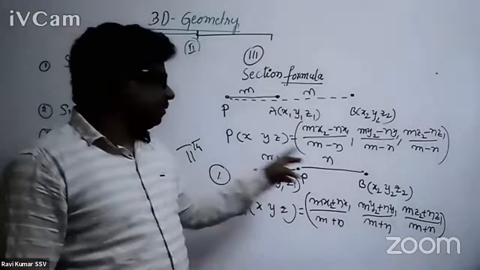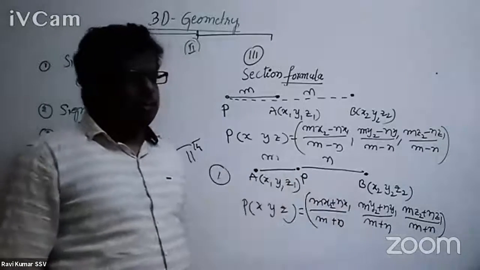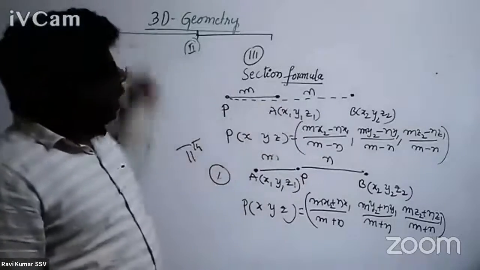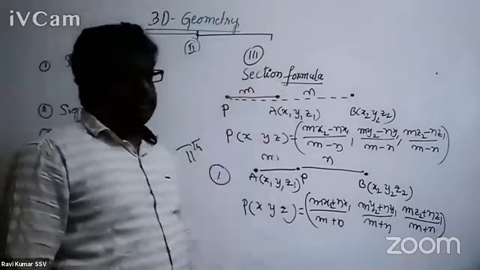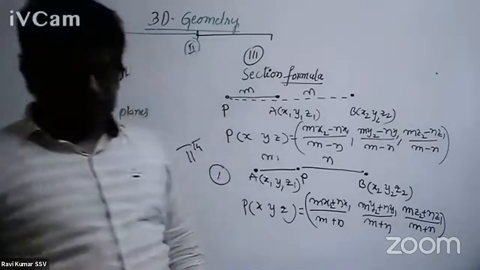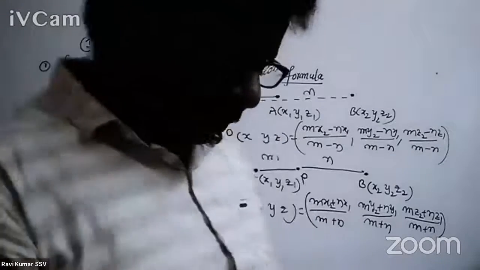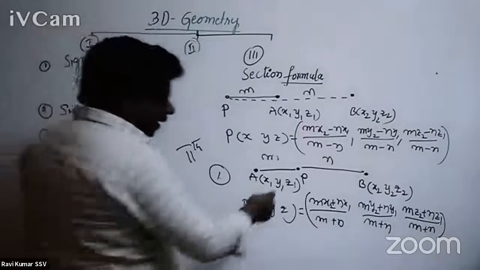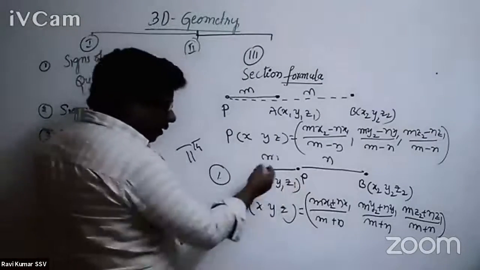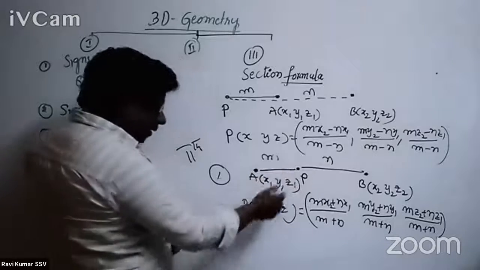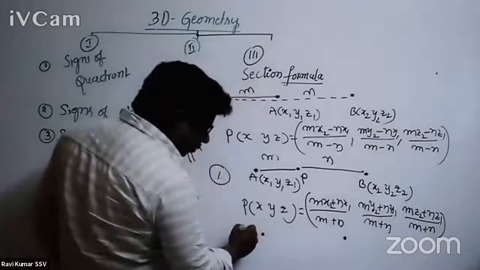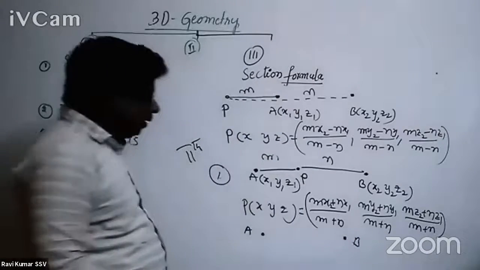When the point lies in between these 2 points, the plus comes. When the point is out of these 2 points, lies outside of this segment or line, the minus will come here. This is the formula. And some more extra formulas. Same, that point also comes under this only. This is the point A. This is the point B. This is the P point.